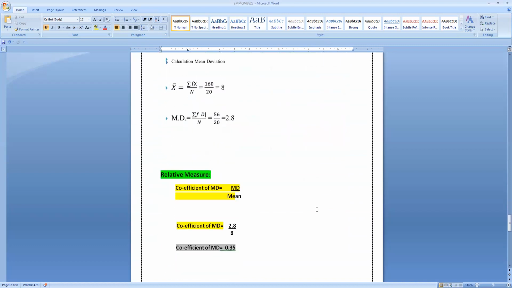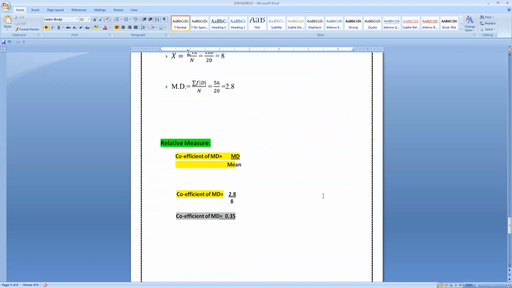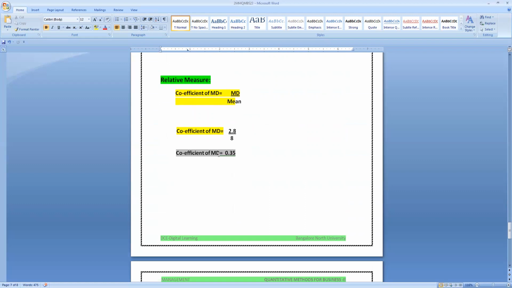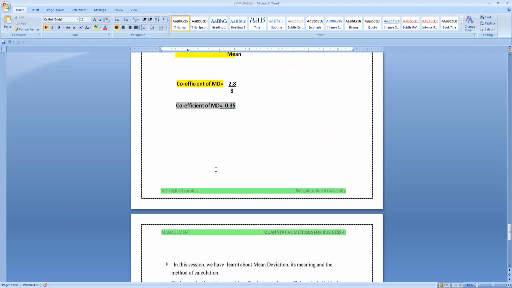Now we'll have to go for calculating both the absolute and the relative measure of mean deviation. Mean deviation is nothing but sigma fd by n. It is 56 by 20 is 2.8. Then on relative measure, we require to calculate the coefficient of mean deviation. Because the deviations were done by mean, we should divide it by mean. Therefore, coefficient of MD is 2.8 divided by 8. Therefore, we got the coefficient of mean deviation as 0.35.